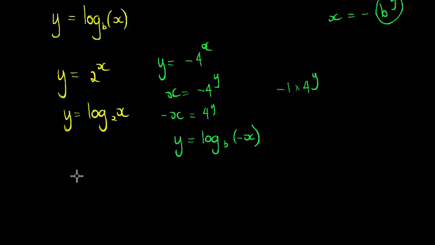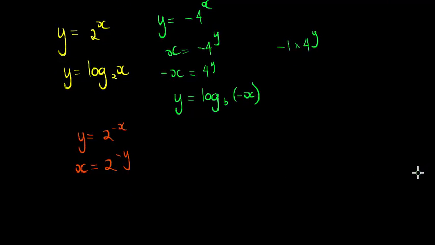Let's look at one more. Let's say y is equal to 2 to the power of negative x. Swap x and y around. So I got x is equal to 2 to the power of negative y. Can I use logs? No. You have to say 2 to the power of 1 over x, then you can use logs. 2 to the power of 1 over.